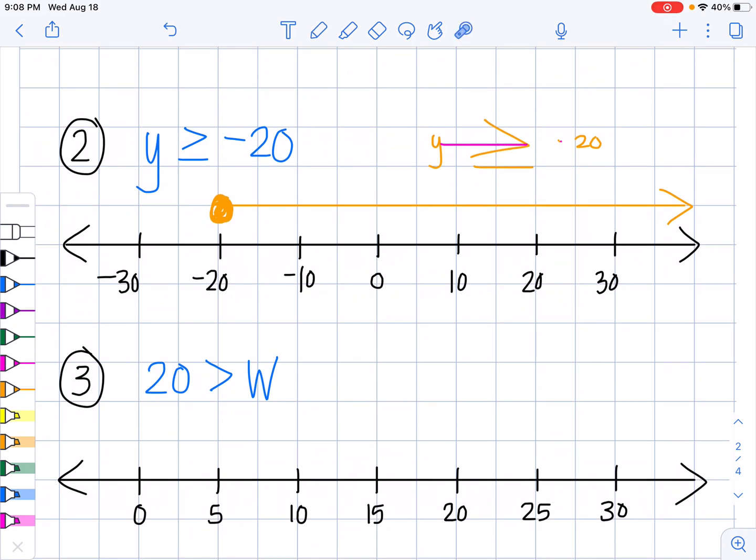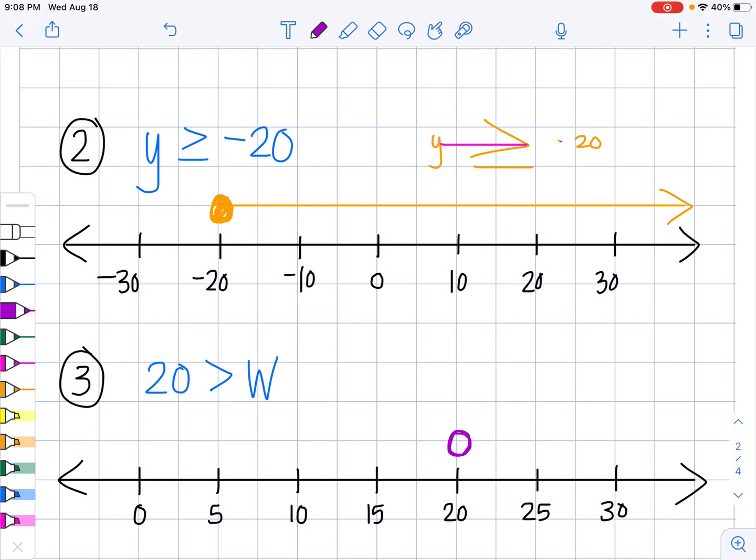This says 20 is greater than w. It looks different because my variable's not on the left-hand side anymore. So I have to make sure I'm thinking in my brain about how to do this, because it's opposite. So again, I have 20 is greater than w. My number is 20, so I'm going to at least put a dot over 20, and I know it's going to be an open dot.